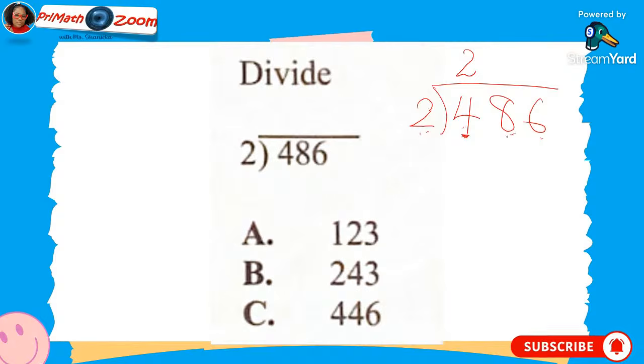Then we go to the next digit. We had no remainder. So we have 8 things. How many groups of 2 can we get out of 8? 8 divided by 2. What would that be? Thank you, Tasha. That would be 4. And there is no remainder. We have 6. 6 divided by 2 would be what?